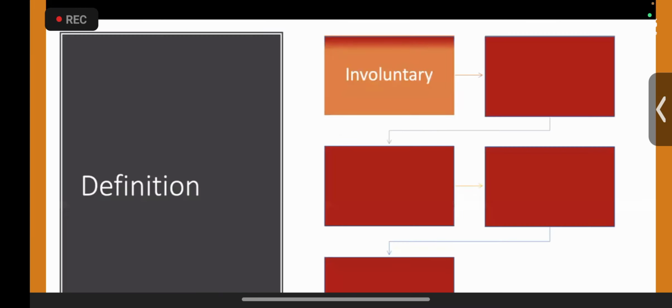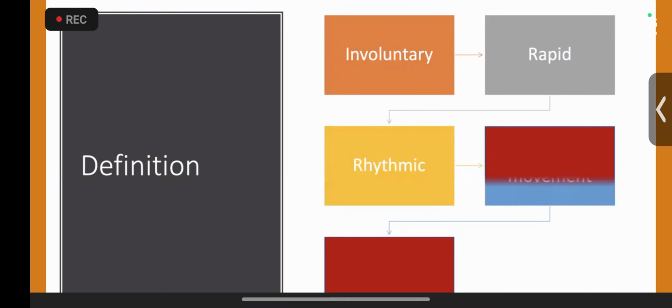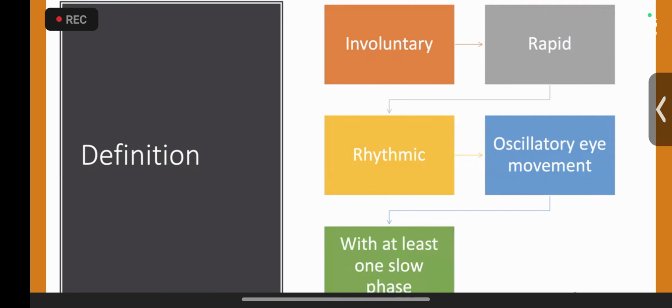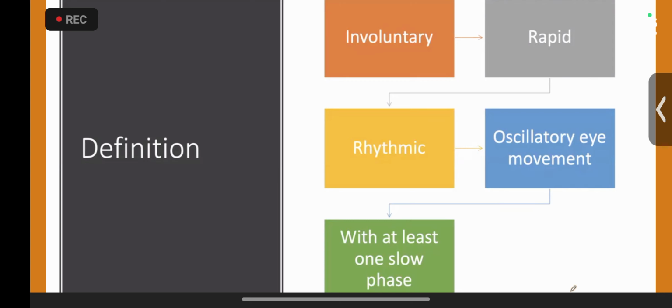If we look at the nystagmus, it is an involuntary movement. It is not a voluntary movement. Second, it is a rapid movement. Third, it is rhythmic. There is a rhythm involved in it, and it is an oscillatory movement. These are oscillations, to and fro oscillations, and it must have at least one slow phase. Either it can have one slow phase or it can have two slow phases. If it has both fast phases, it is not a nystagmus.